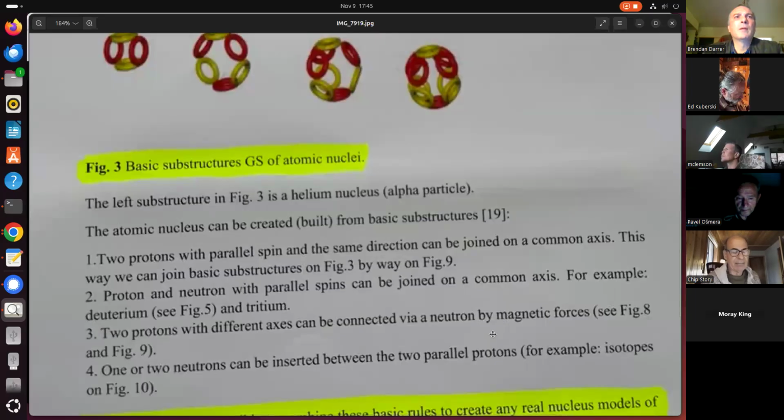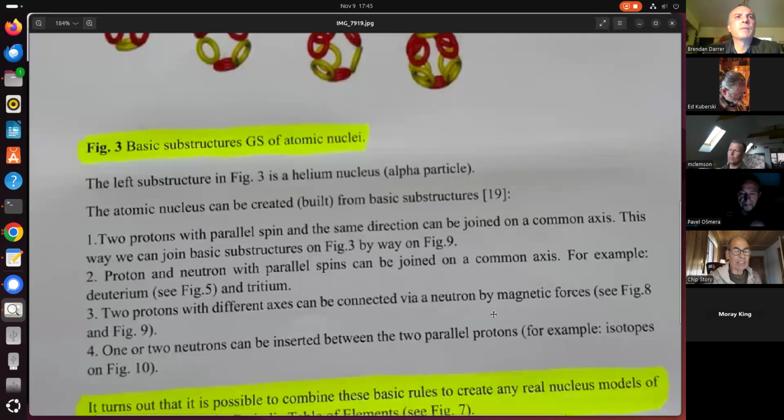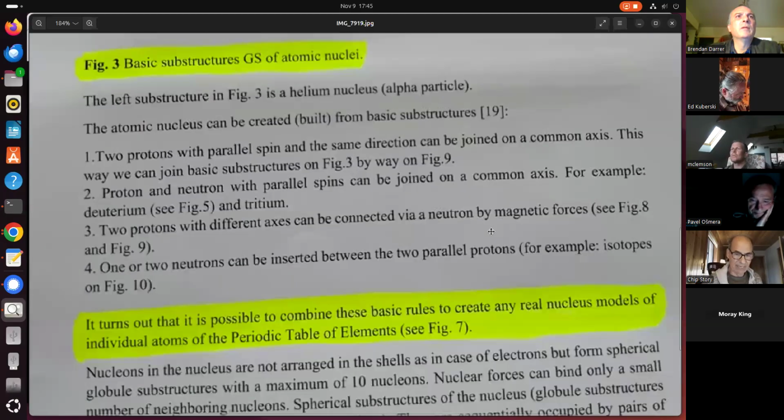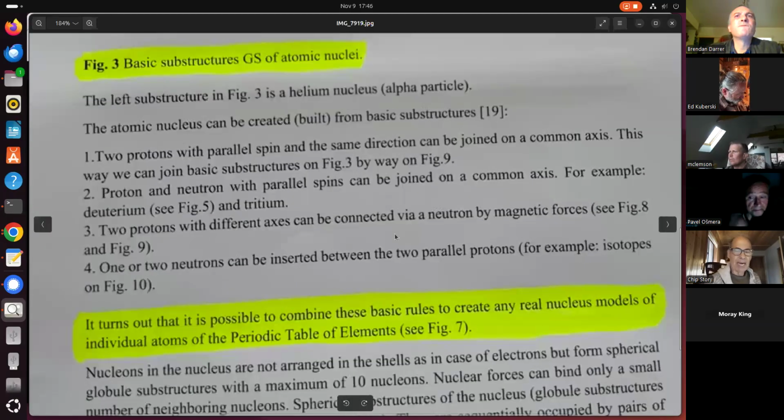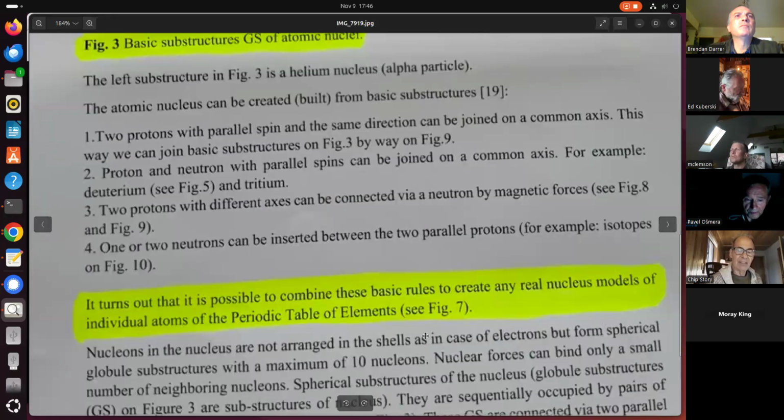Deuterium and tritium, as an example. Two protons with different axes can be connected via a neutron by magnetic forces. Why is the neutron in there? Very interesting. Because he's basically building the structures of everything here, you guys. That's why I wanted to show all this to you. It's not just the electrons; it's everything, right?